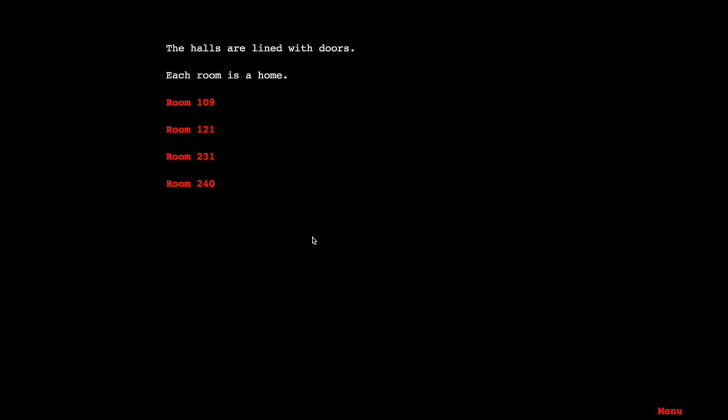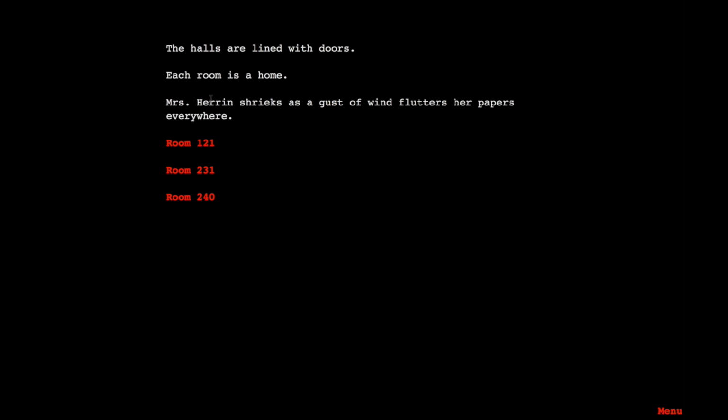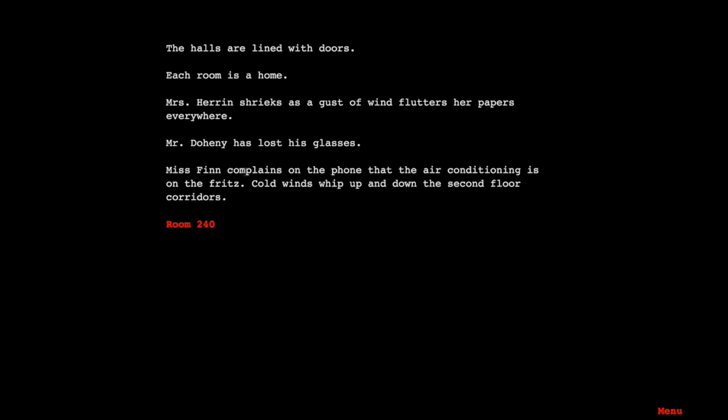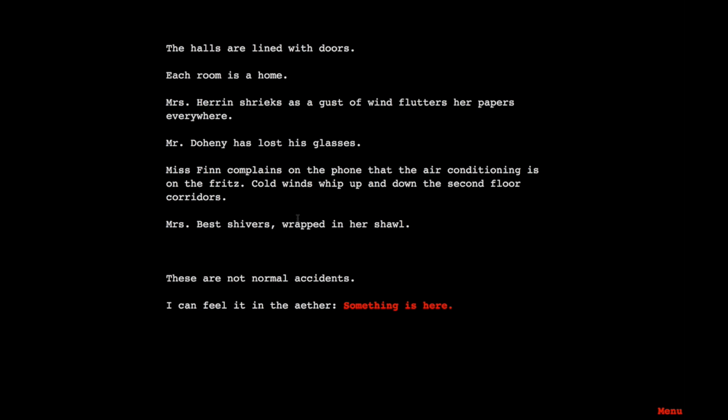Ah, there are sub-areas. Let's go in order. Let's check out room 109. Mrs. Heron shrieks as a gust of wind flutters her papers everywhere. Could that be a wind elemental? Mr. Donny has lost his glasses. That sounds chaotic, disorderly. She complains on the phone that the air conditioning is on the fritz. Cold winds, more winds. I'm noticing a theme here. Again, she shivers. These are not normal accidents, although losing your glasses might be. But the four together could be a conspiracy.